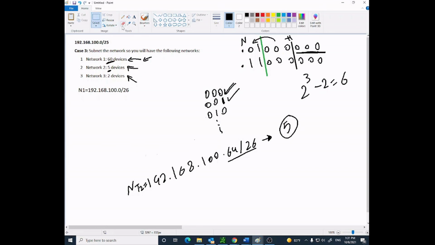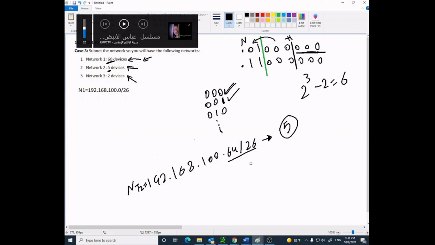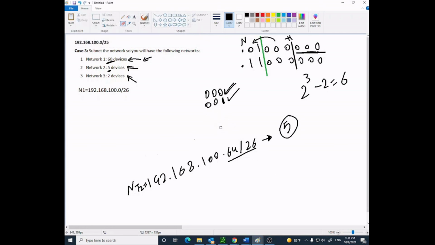I can come here and take this out. And I know that I have to keep those two. So let's start with the first one for network 2. Since I'm going to go with all 0, so this and this and this is going to be kept 0, I'm going to get the same IP address, which is going to be 64, because no change is going to be applied to any of those.